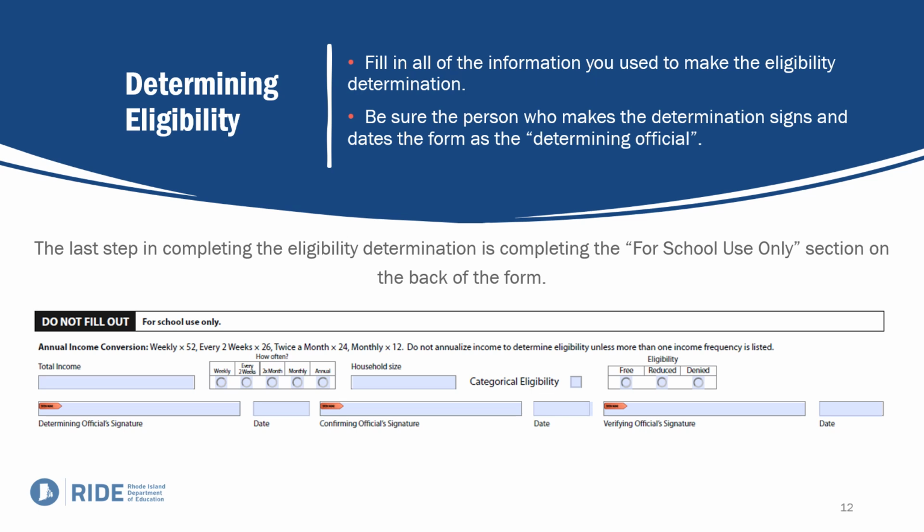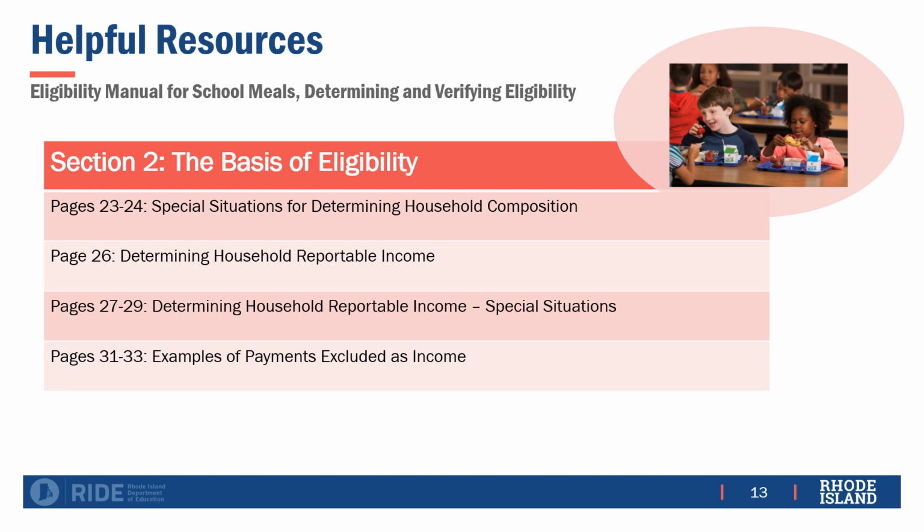If you use an electronic system to make eligibility determinations, you still need to be able to provide us with documentation that shows us who made the determinations and the date at which they were made, such as a printout from your electronic system. The Eligibility Manual is also a very useful tool to keep handy when making eligibility determinations.